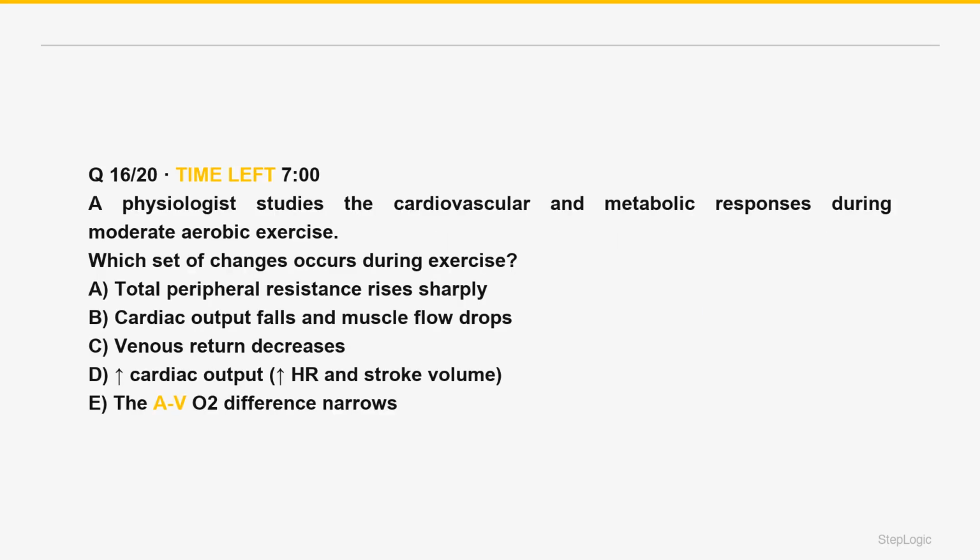Which set of changes occurs during exercise? A physiologist studies the cardiovascular and metabolic responses during moderate aerobic exercise. Read the command: which exercise changes occur. Cardiac output rises, pulse pressure widens. Local metabolites dilate muscle flow. AV O2 difference widens. MAP rises modestly.